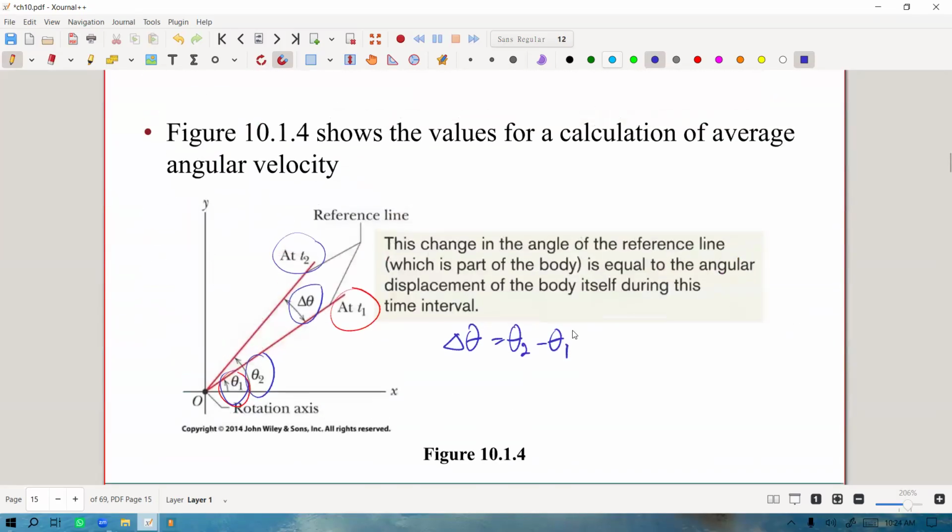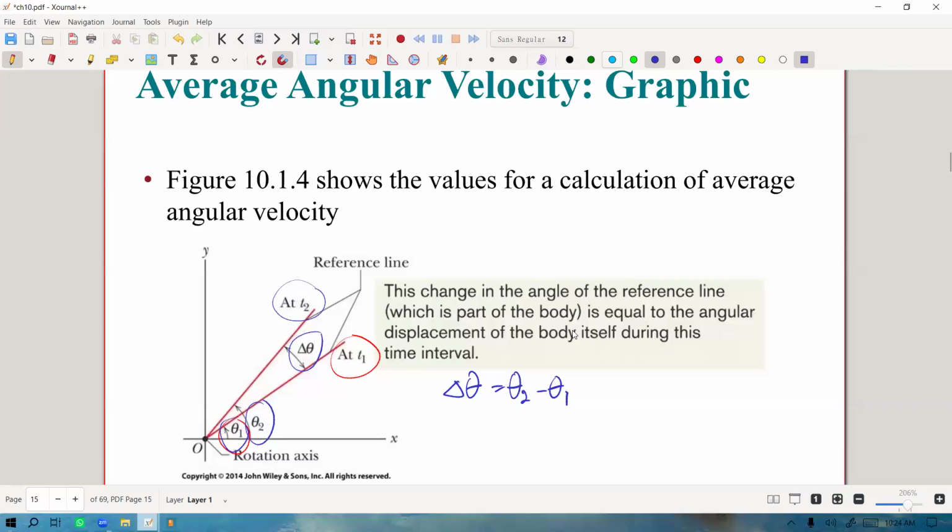Okay, any questions about angular velocity or angular speed? So by definition, the change of angle of the reference line, which is part of the body, is equal to the angular displacement of the body during this time interval.